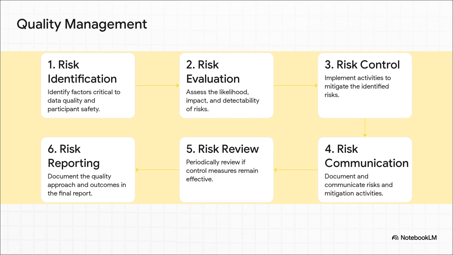And this whole cycle is what's going to guide your monitoring plan. It's a really smart process. You start by figuring out what the biggest risks are. Then you evaluate them. How likely are they to happen? How bad would it be if they did? Then you put controls in place to manage those risks. You communicate about it, you review to see if it's working, and you report on it. It's a continuous loop that makes sure your work is having the biggest possible impact.